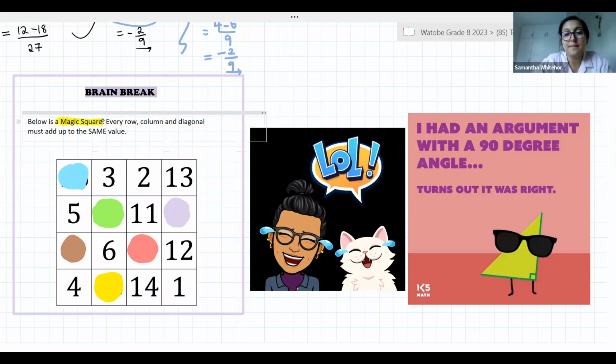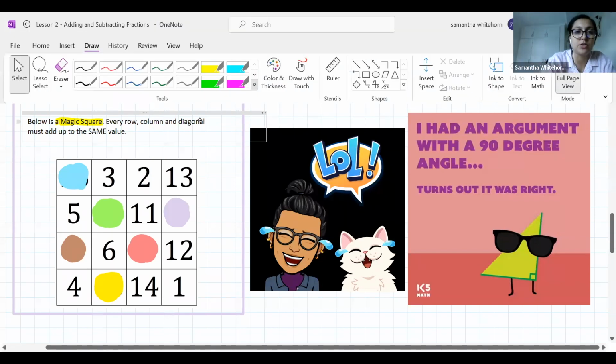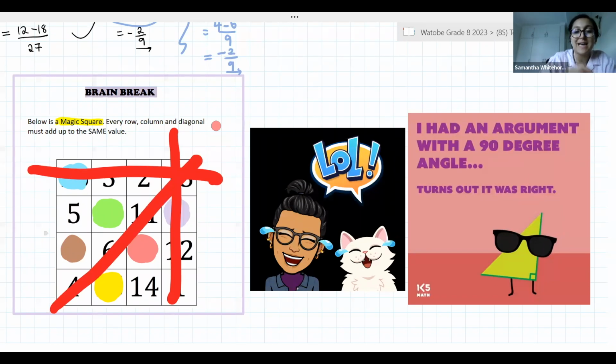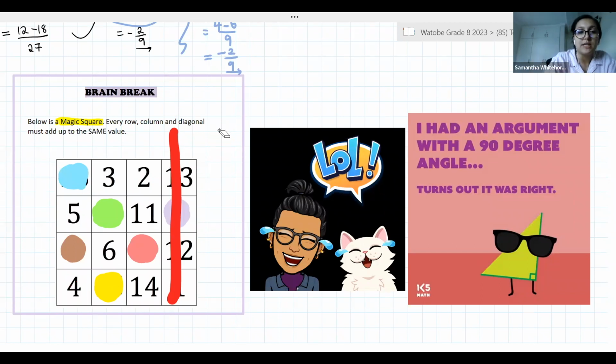A magic square is basically that every single row, column, and diagonal, so let me just show you what that means, must add up to the same value. What we want to do here is use that fact to work out these colorful blobs. We've got a blue blob, green blob, purple blob. Let's change that to a red blob, because that's a weird looking color. A brown blob and a yellow blob. We want to know what those values are.